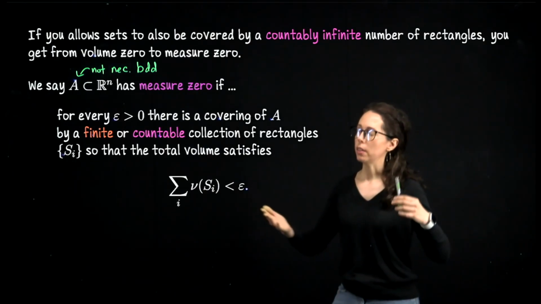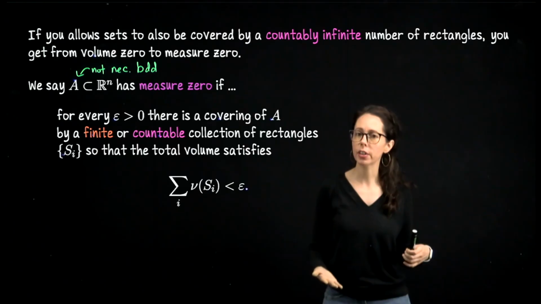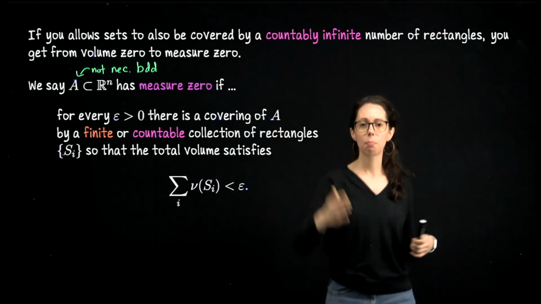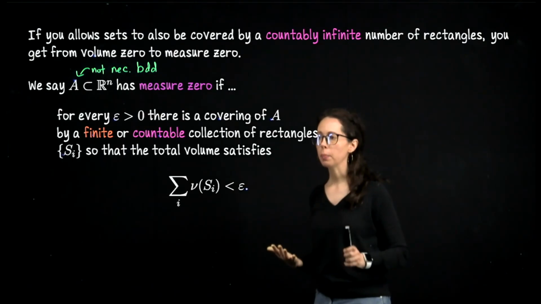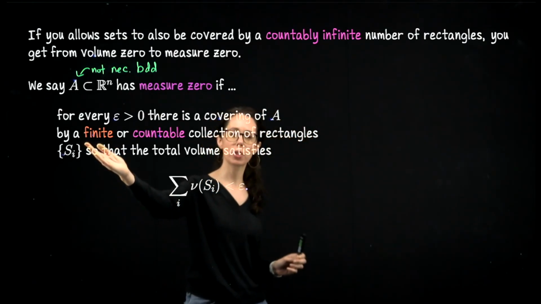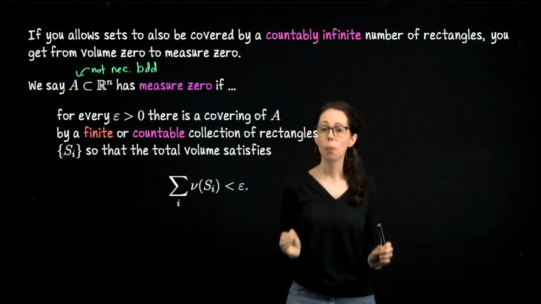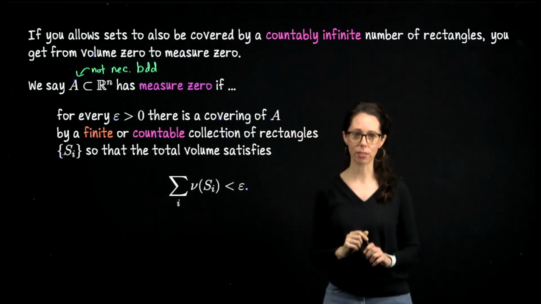One is, as before, for any epsilon greater than 0, there exists a covering of the set A by rectangles. But this time, the family of rectangles covering A could be finite, like coverings which are formed from partitions, but it doesn't have to be. It could be a countably infinite collection of rectangles.